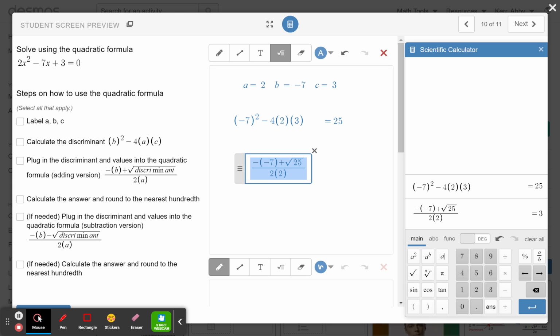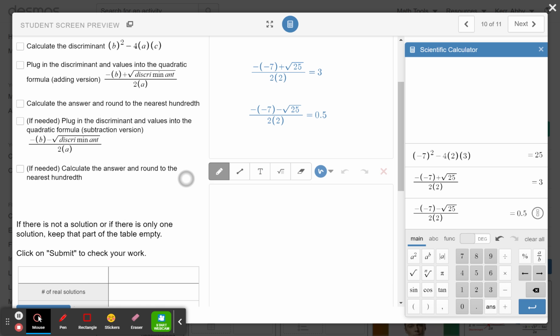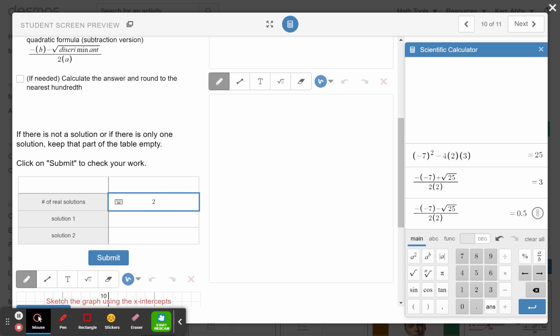All right, so that gets us 3. Now, to do the opposite, well, it's not really the opposite. To do the minus version or subtraction version, what we're going to do is copy and paste that. And we're going to get 0.5. So, just like we said, it was a positive discriminant, so we have 2 answers. It's going to be 0.5, and it's going to be 3.